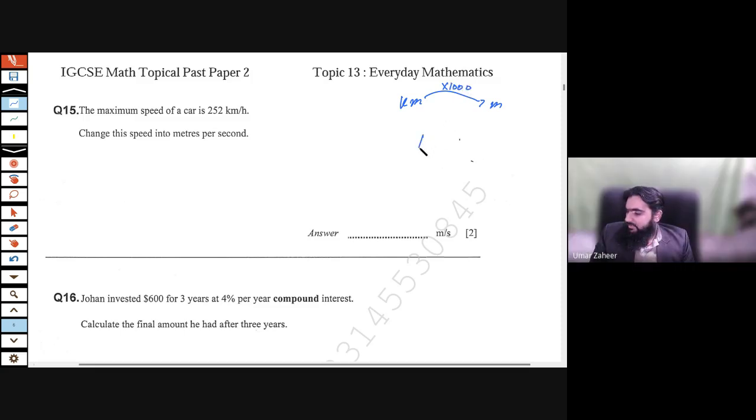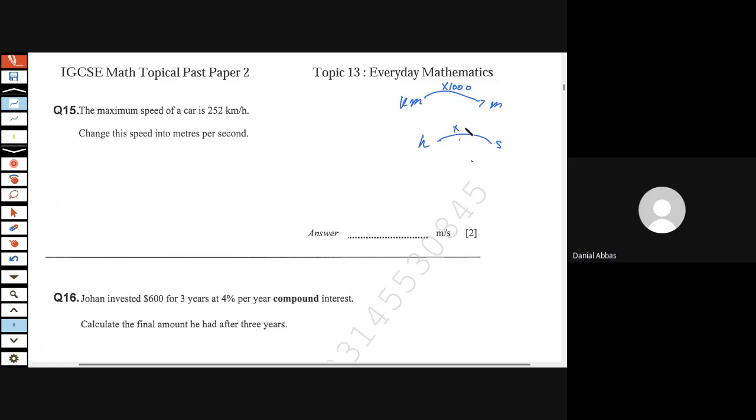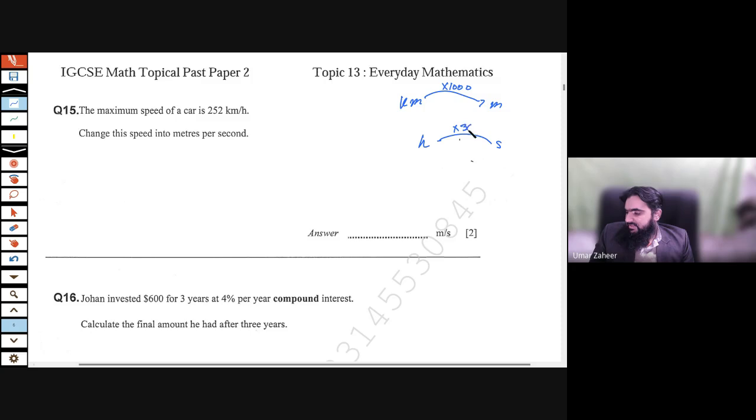In the same way, from hour to second, we need to multiply by 3600, which is 60 multiplied by 60, because in 1 hour you have 60 minutes and in 1 minute you have 60 seconds. If I write it like this, it is going to be more clear for you.